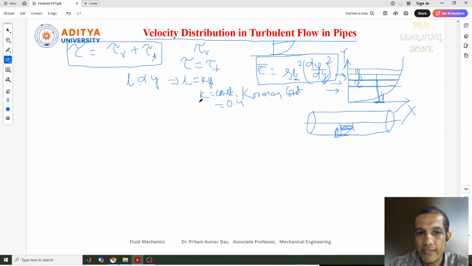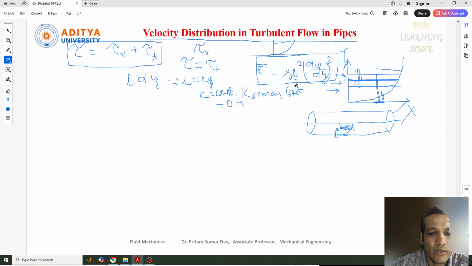Now the point is, the equation we got previously, in that equation just put the value of L, so that we can start deriving the equation for the velocity distribution in pipe, turbulent flow in pipes. So what is the value we got here? Now L equal to Ky. That value we can put in this equation of shear stress for the turbulence.